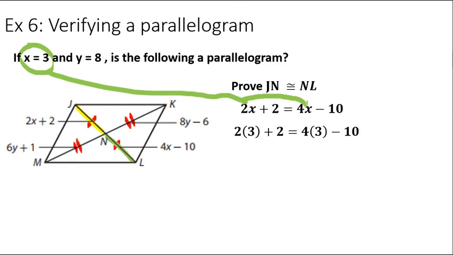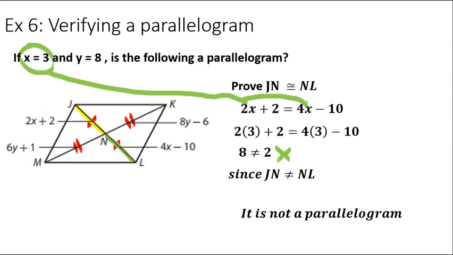Okay, so it's going to be 2 times 3 plus 2 equals 4 times 3 minus 10. What I end up getting here is 8 equals 2. But since they don't equal each other, this part does not work out. So we say since JN does not equal NL, it is not a parallelogram.